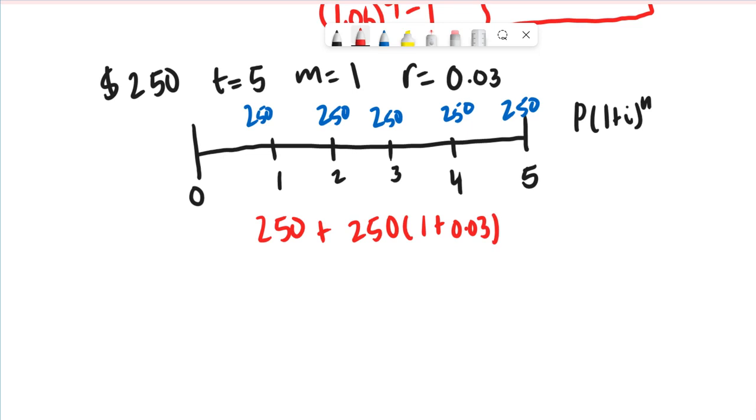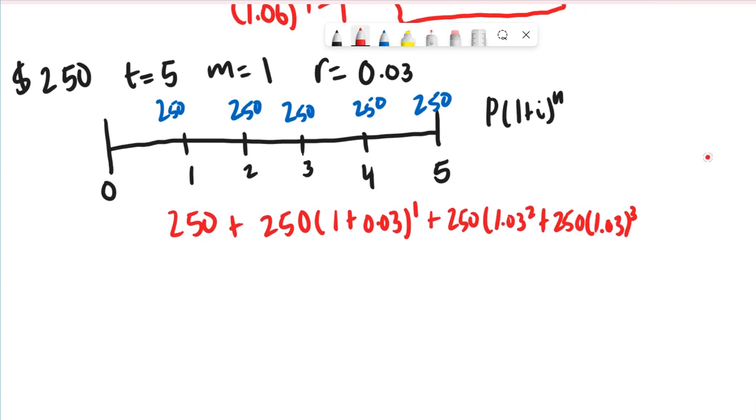raised to the, I'm sorry, I think it's raised to the 1, yeah. So plus 250 for the second year, 1.03 to the second, plus 250 times 1.03 to the third. But then we need our final year, which is the 250 times 1.03 raised to the 4th power.